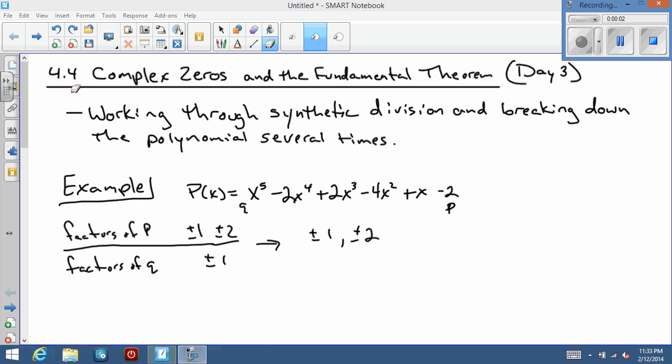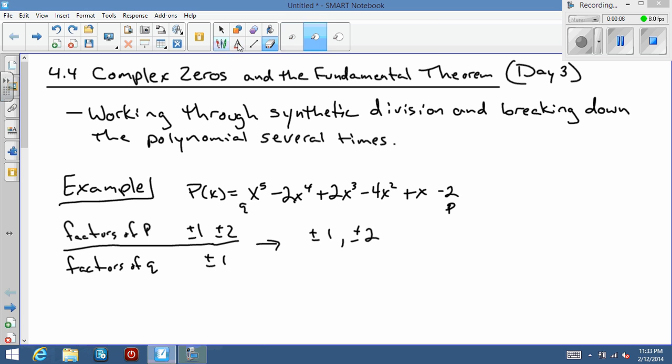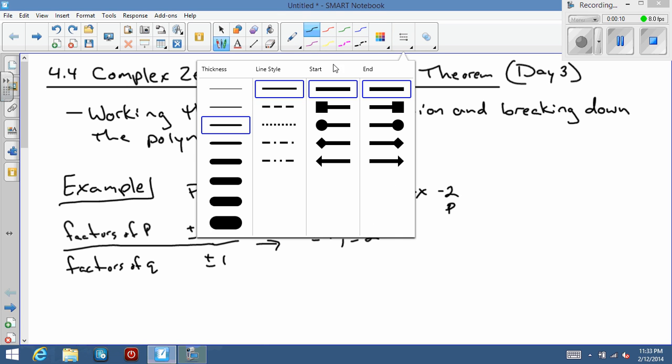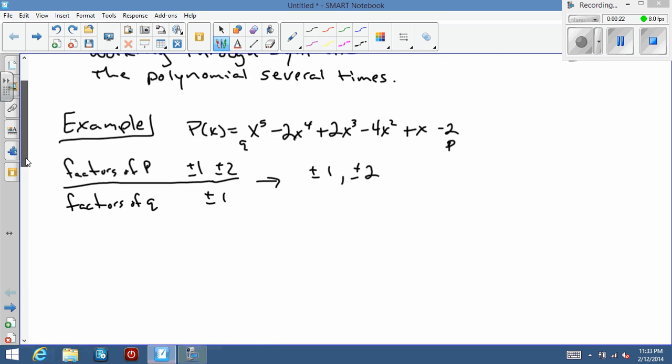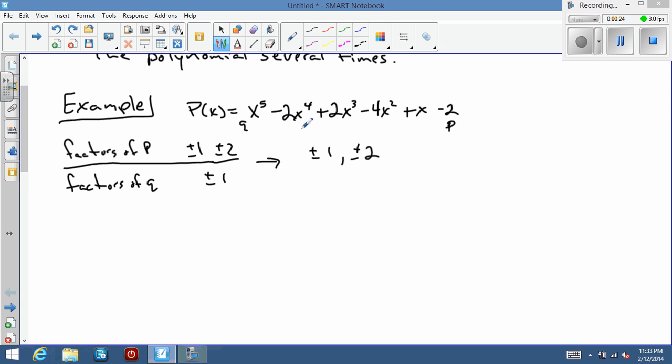Here we are working on day 3 of 4.4, complex zeros and the fundamental theorem. What we're going to be doing is working through the synthetic division and breaking down the polynomial possibly several times. So we start with this example, and we have x to the fifth minus 2x to the fourth plus 2x to the third minus 4x squared plus x minus 2.